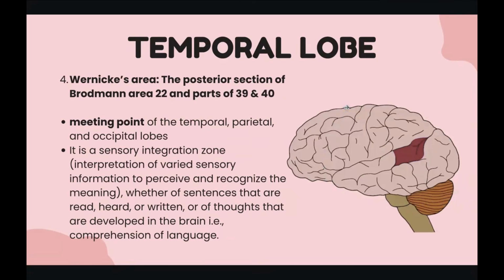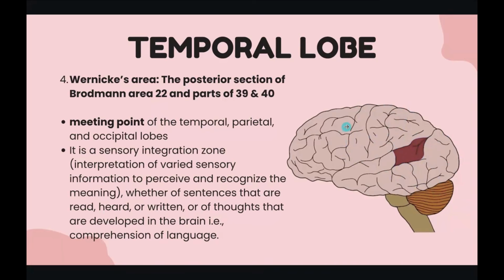Another area of the Brodmann area of the temporal lobe is a very, very important one. It's the Wernicke's area. This was the area that I was discussing previously alongside the Broca's area because they go hand in hand. It is Brodmann area 22, or the posterior section of Brodmann area 22, and it's part of the 39 and 40. All right, it's actually the meeting point of the temporal over here, the parietal over here, and the occipital lobe over here. And it is a sensory integration zone.